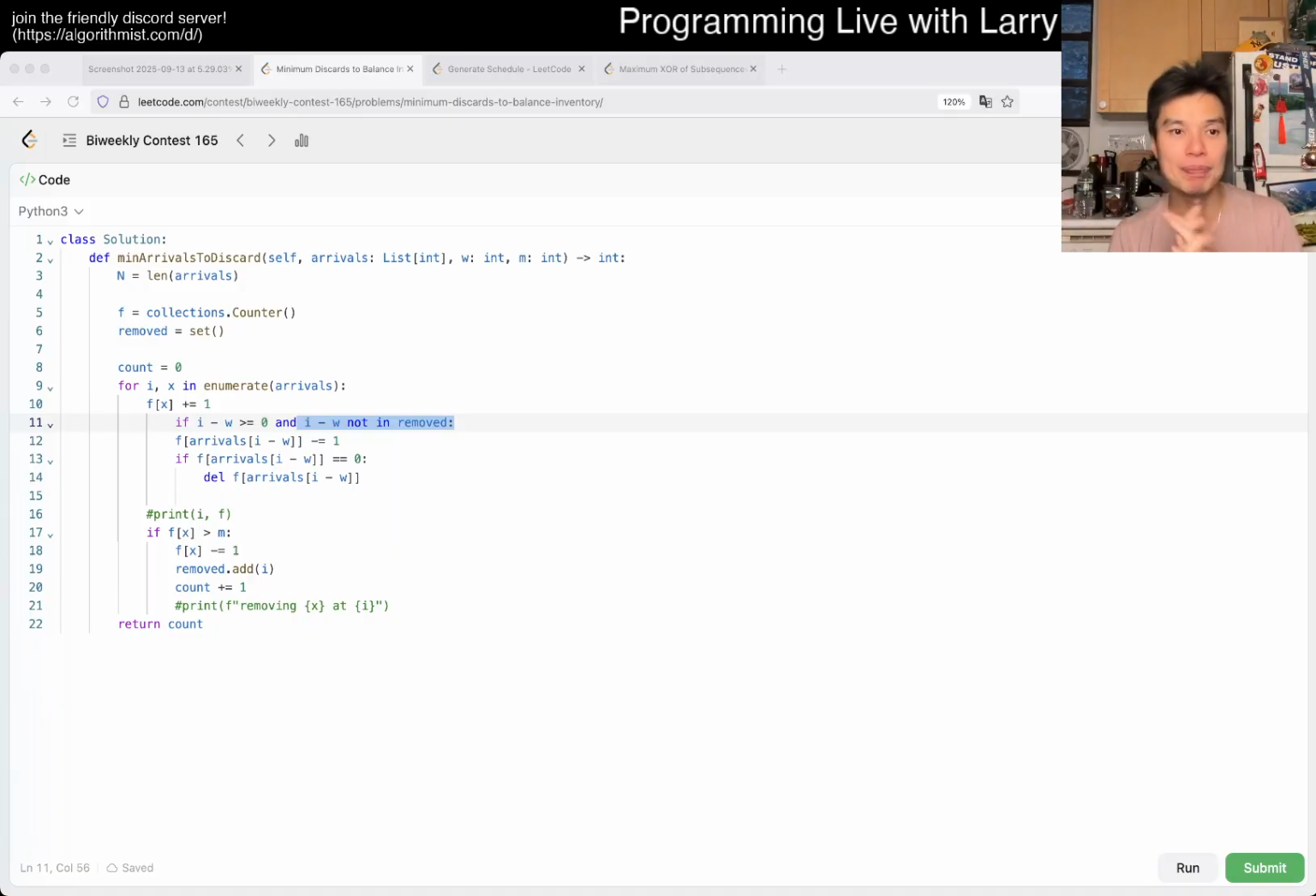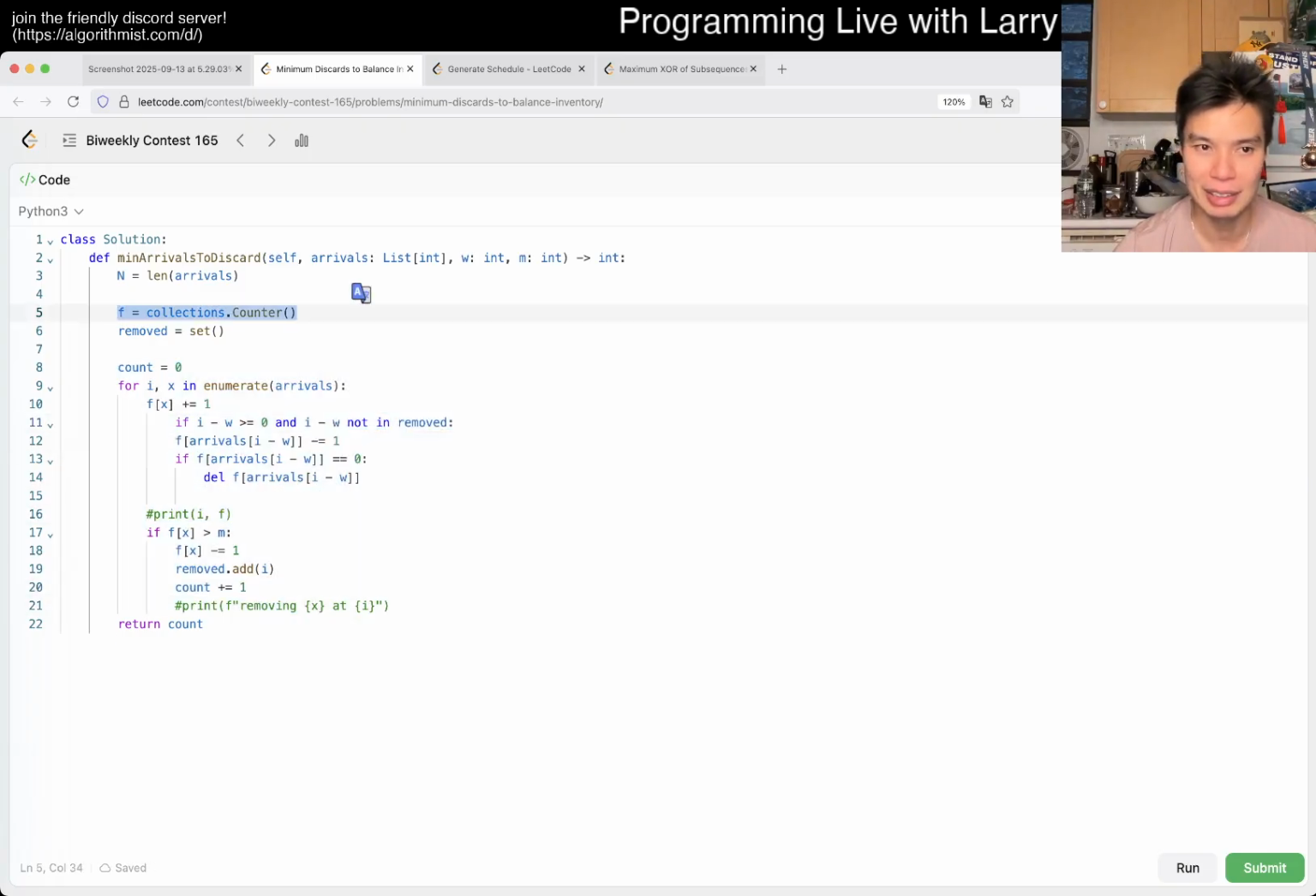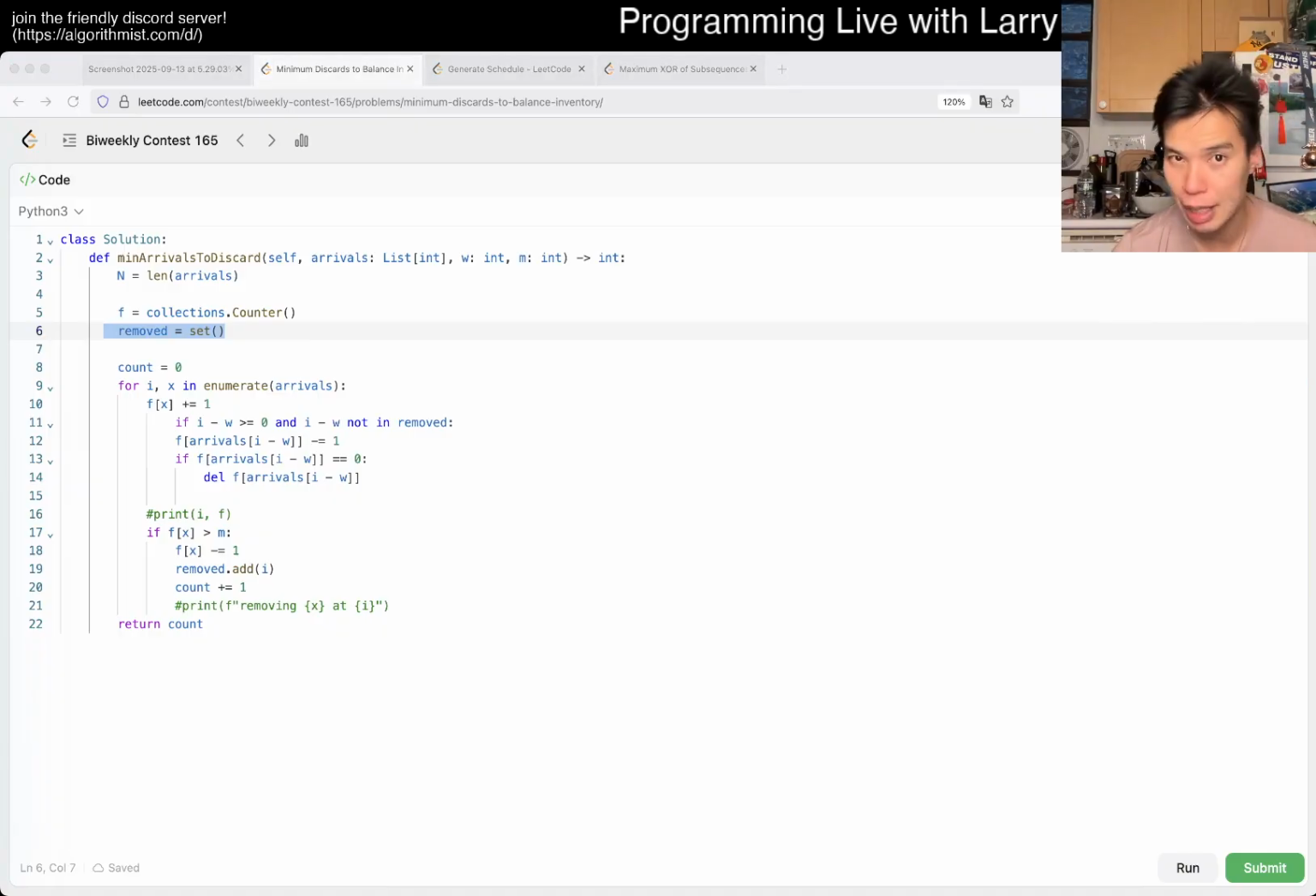But that's all I have for this one. Let me know what you think. This is linear time, right? Linear space, linear from here, and this is linear, and this is linear in the worst case. So yeah, that's all I have for this one. Let me know what you think.